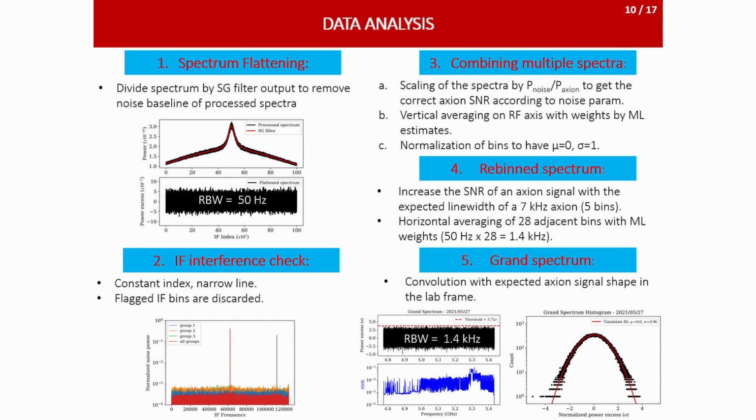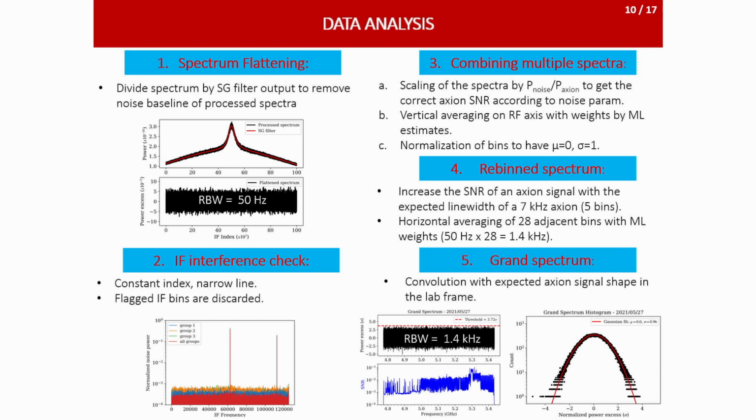In this combination, we have basically three sub-steps. First, we have to scale the spectra to get the correct axion SNR. Then we have to combine the spectra by vertical averaging on the RF axis. For this, we use the maximum likelihood principle. And then we have to normalize to have a normal distribution of mu equals 0 and sigma equal 1.